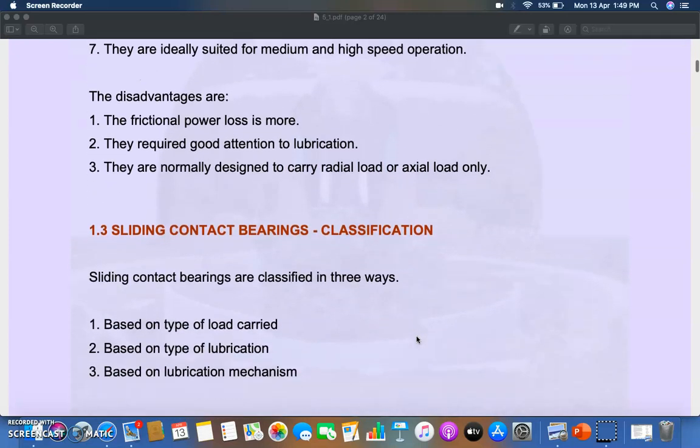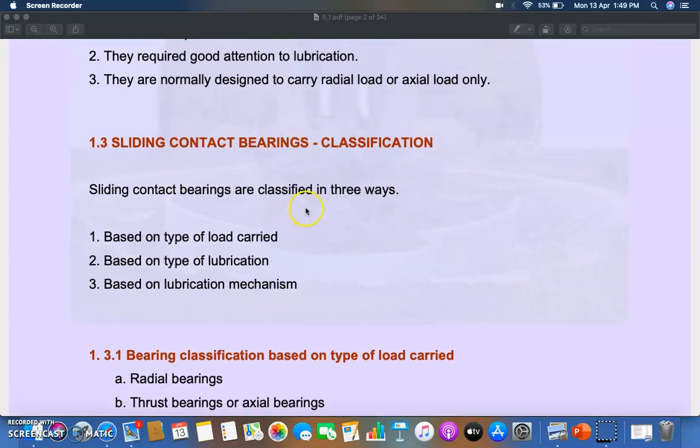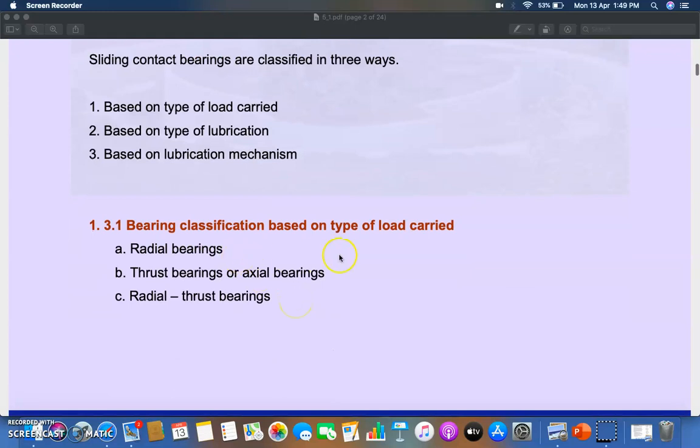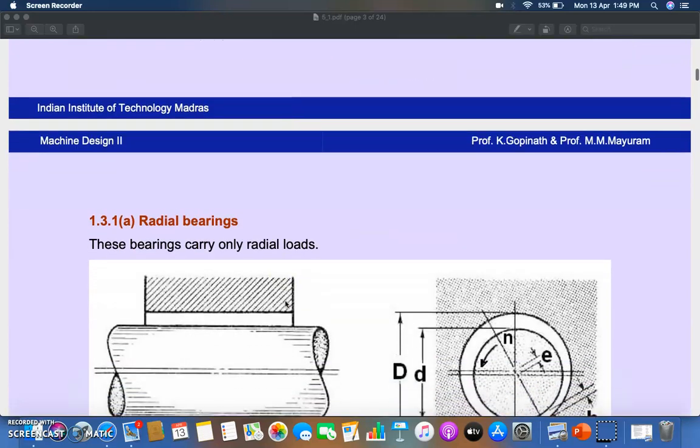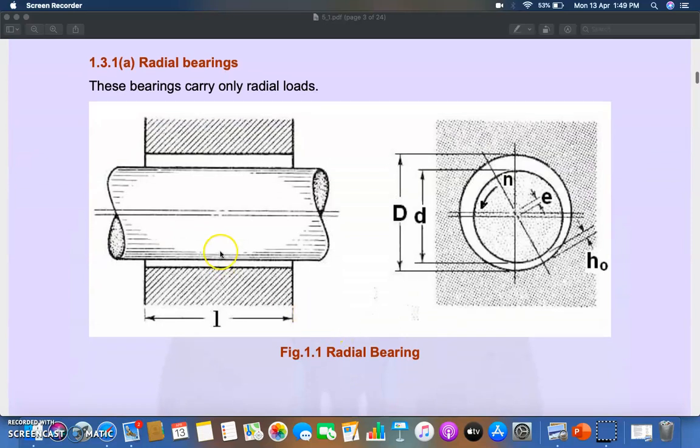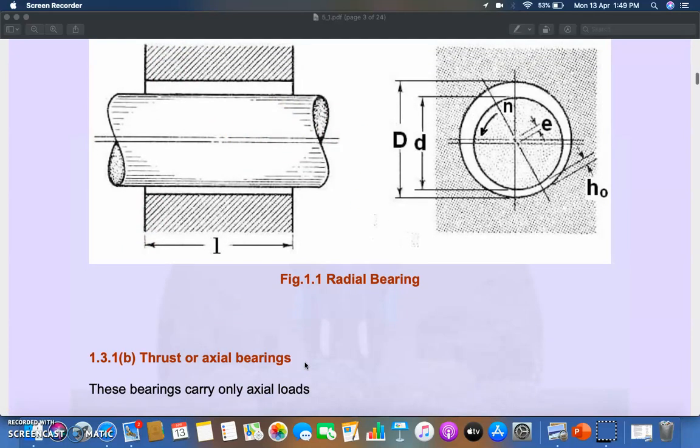If you are going for classification, sliding contact bearings can be classified into three categories: based on the load carried, based on the type of lubrication, and based on the lubrication mechanism. According to the type of load carried, they are classified into radial bearings, thrust bearings or axial bearings, and radial thrust bearings. Radial bearing is also known as journal bearing, which we will see afterwards. These are the bearings which carry only radial loads, meaning only radial load can be applied.